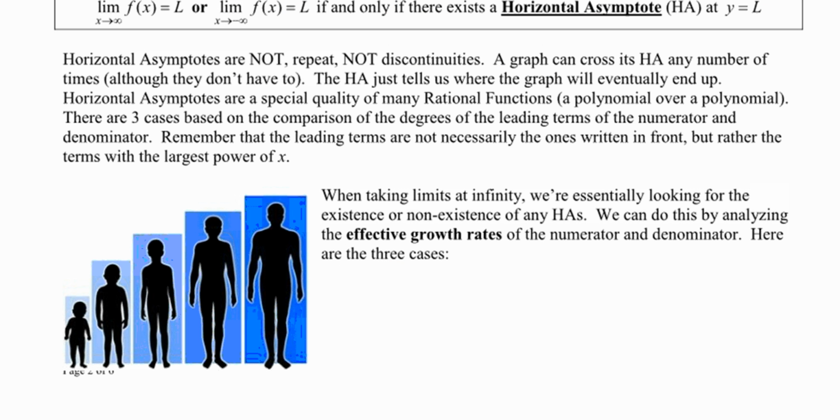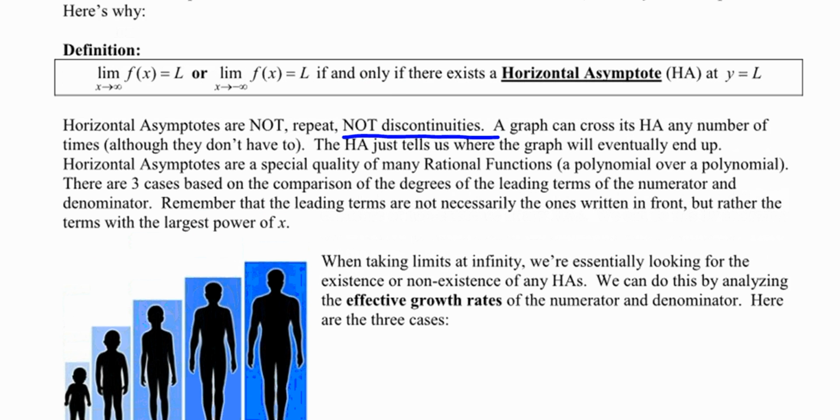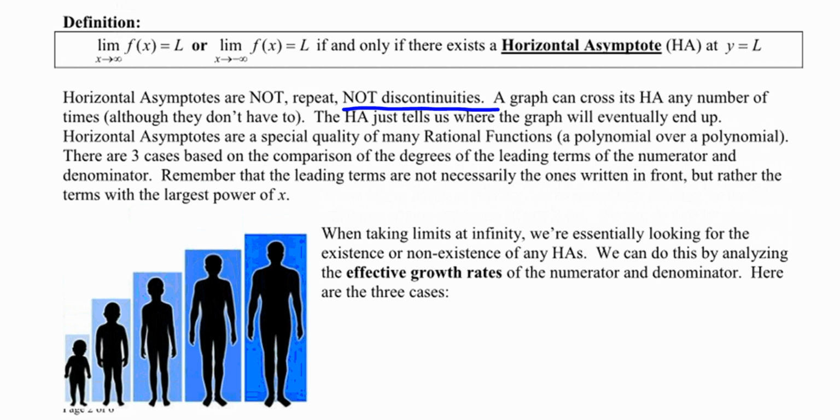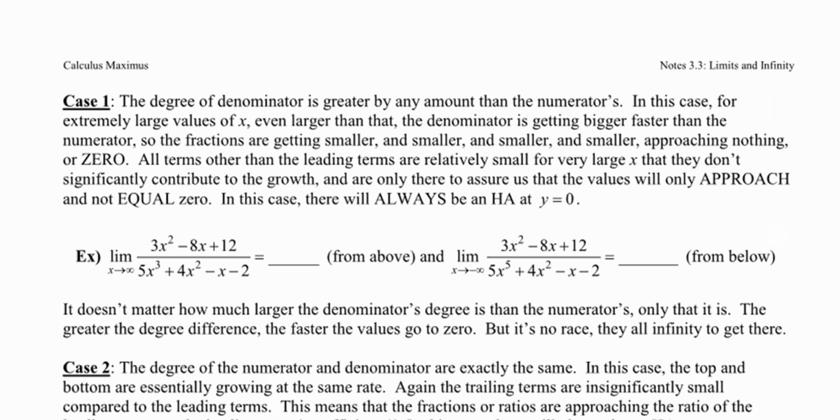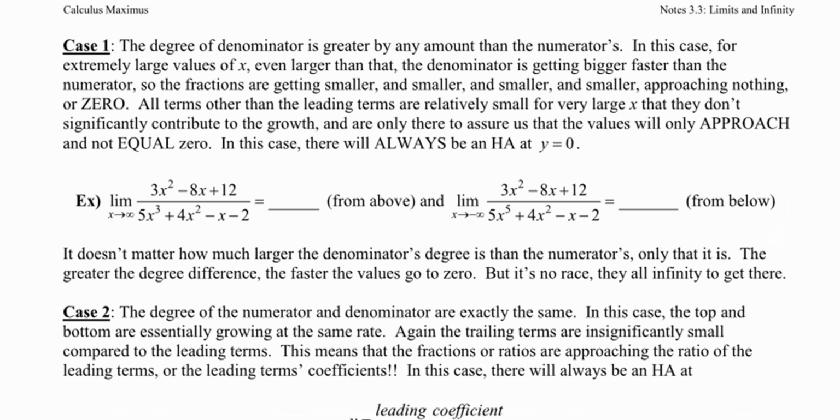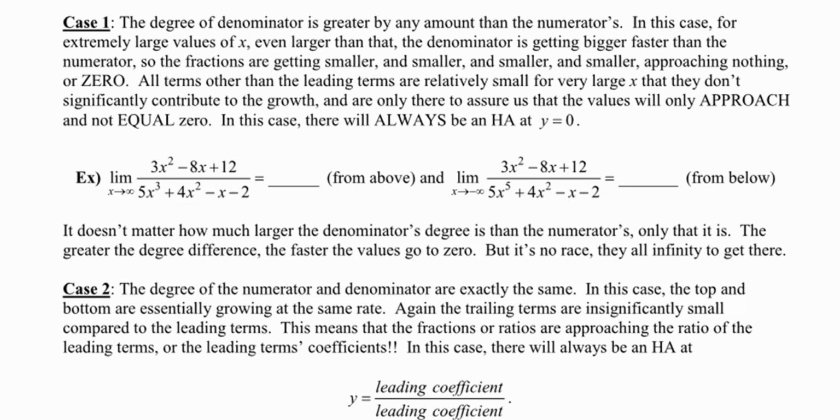Okay. Horizontal asymptotes are not discontinuities. It's not a vertical asymptote where it's going to jump from one side to the other. It's just kind of tapering off to a specific finite value. We're going to look at different cases, and we reviewed some of this in pre-calc.